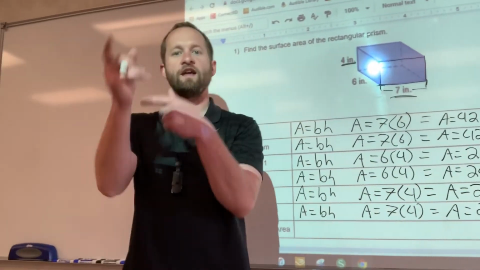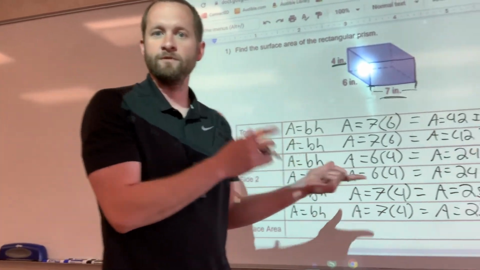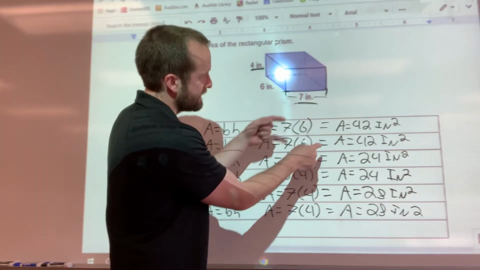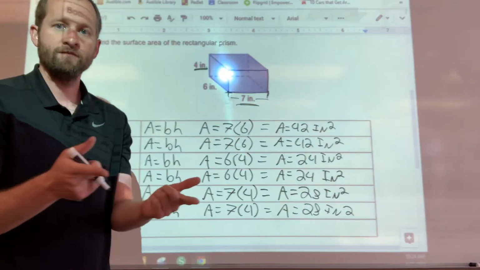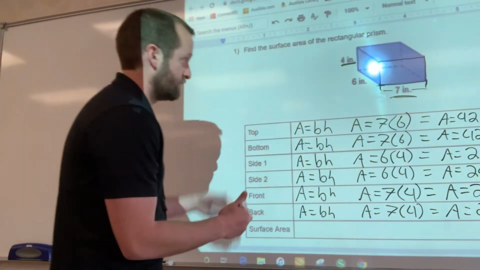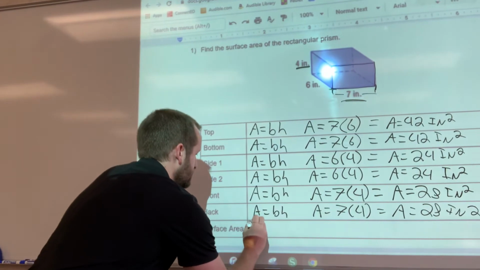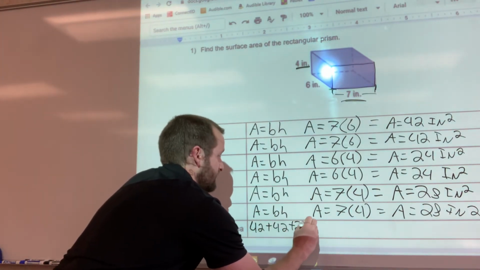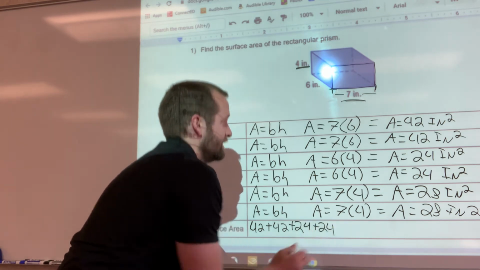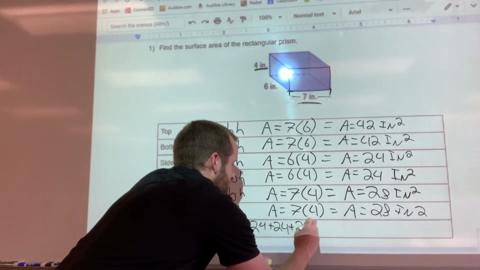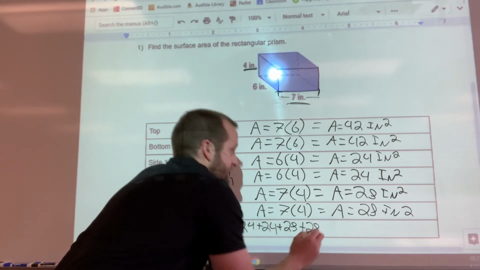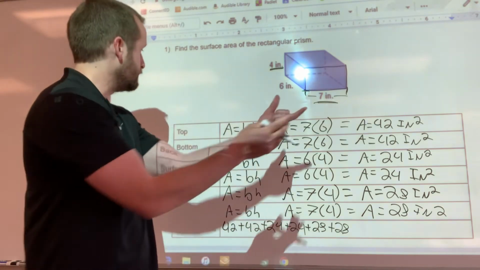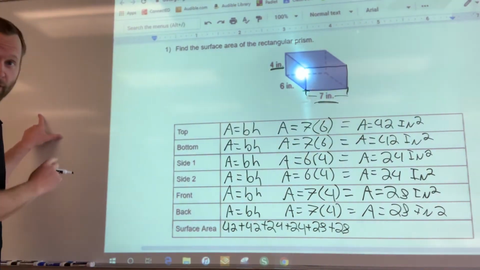Okay, we have found the area of each face. So that's the first step. In order to finish finding the surface area, we now need to take each of these areas and add them together. So down here in the bottom, I'm just gonna write that down really quick. I'm gonna do 42 plus 42 plus 24 plus 24 plus 28 plus 28. So I'm gonna find the sum of those 6 numbers, and that is my surface area. I'm gonna move over here and do the addition over here really quick.